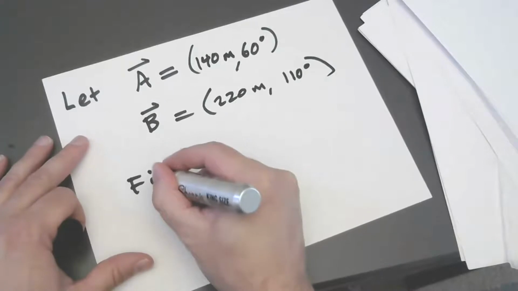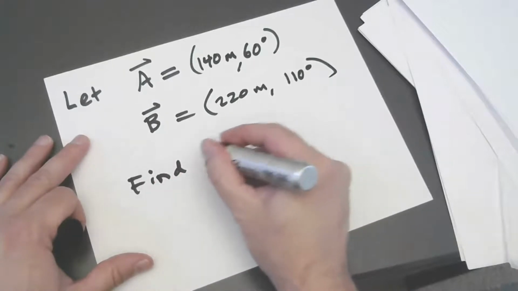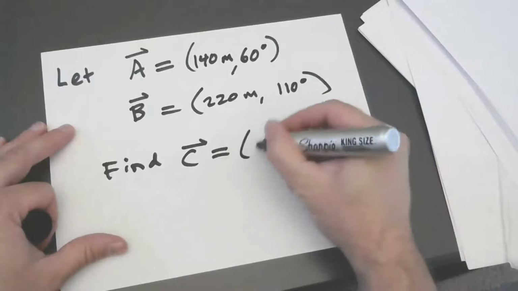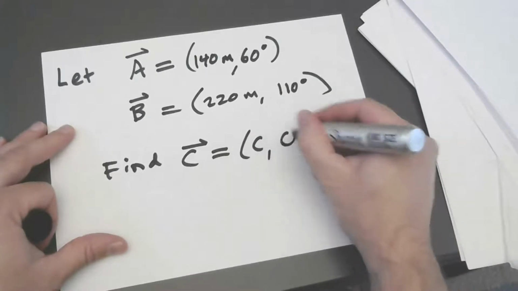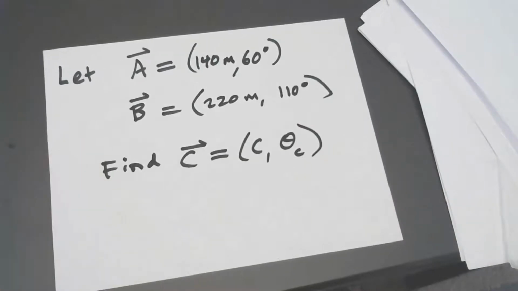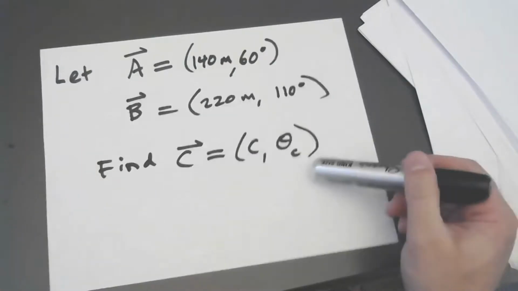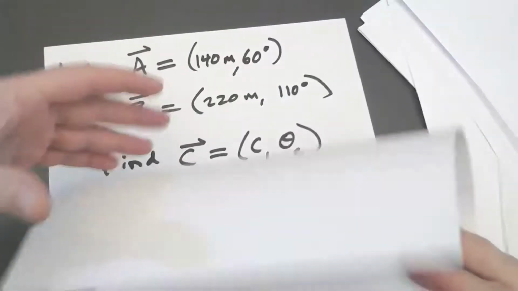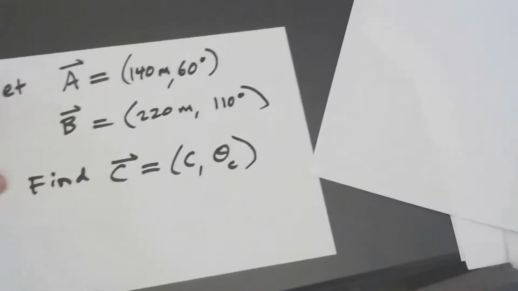And now we'd like to find the angle C in terms of its magnitude and the conventional angle that it makes with the positive x-axis. I'll do this two ways. First, I'll do it graphically using the tip-to-tail vector addition that we looked at. Now, I'm going to draw this picture on this piece of paper.